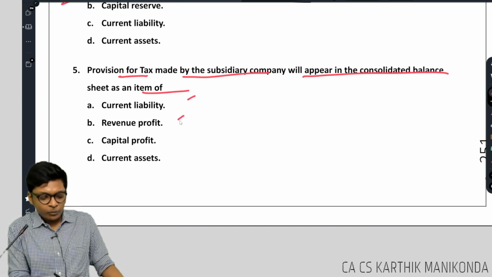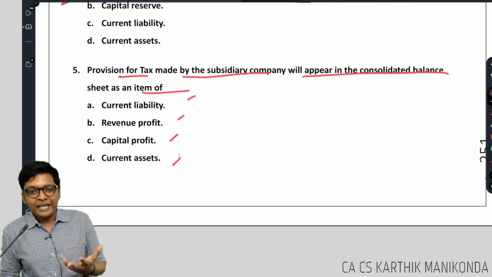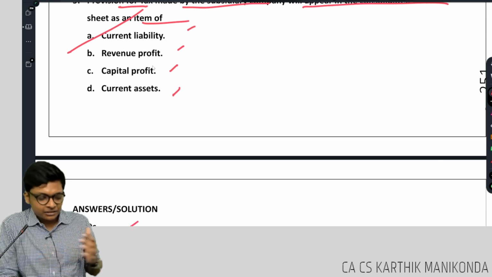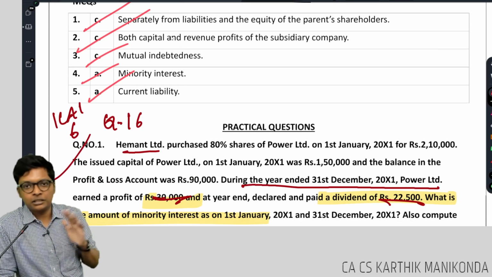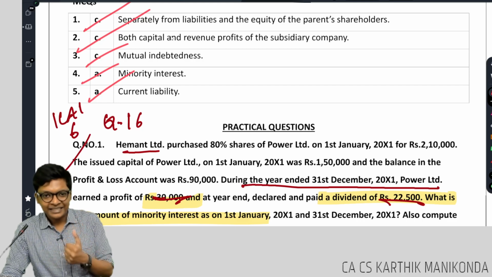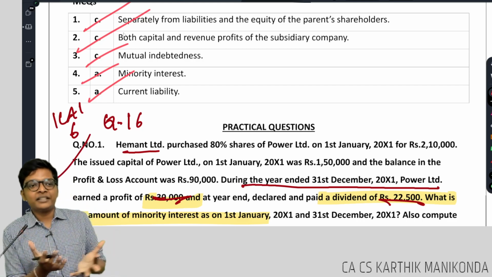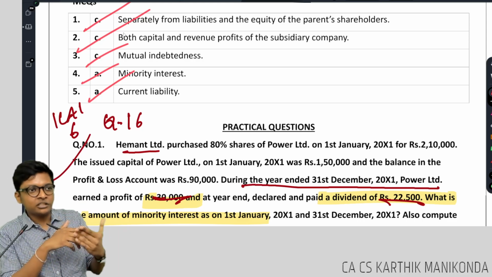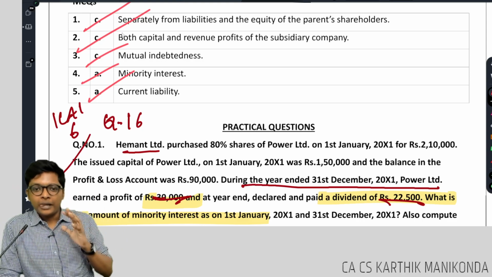Next. Provision for tax made by subsidiary company will appear in the consolidated balance sheet as an item of current liability, revenue profit, capital profit, current asset. What is provision for tax? Liability. Where will it come? Current liability. Check the answer. Yes, C. That's it. MCQ is done. Are you following, guys? Easy. It's only a byproduct. Focus on the prep. Once you are done with the prep, go to the ICAI website. Try out the MCQs they have given. They have launched some new AI based MCQ. You try it out for practice.